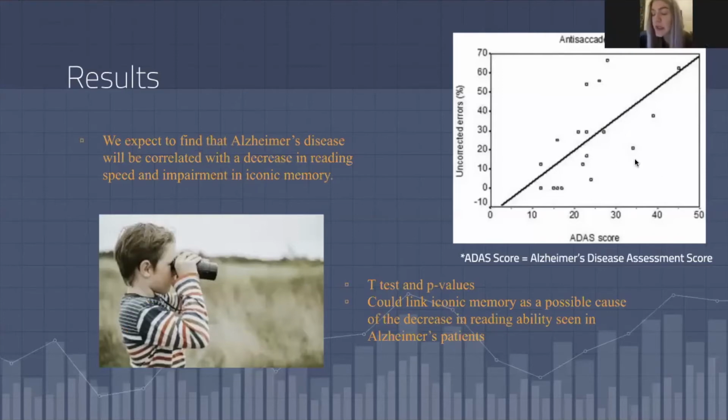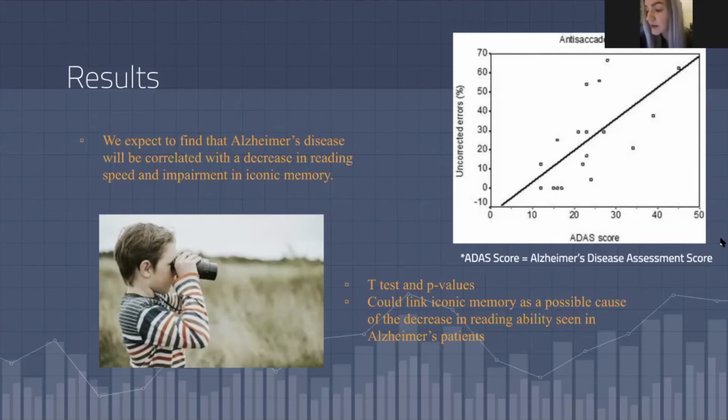Alrighty, so for the results section, just from what Stephen already talked about, he mentioned that we already know that Alzheimer's is linked to problems in memory, and that it would likely affect reading. So we would expect that those 2 variables would be correlated: the higher one scores on an assessment test, the more Alzheimer's symptoms they exhibit, then the more errors and impairment they would show in reading. So this probably would look similar to this graph on the right.